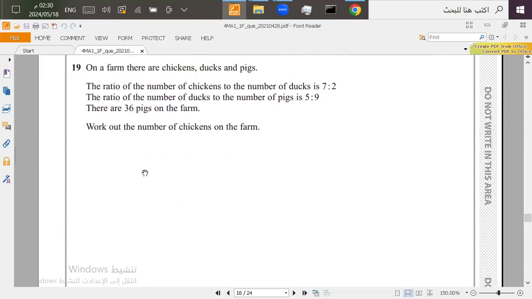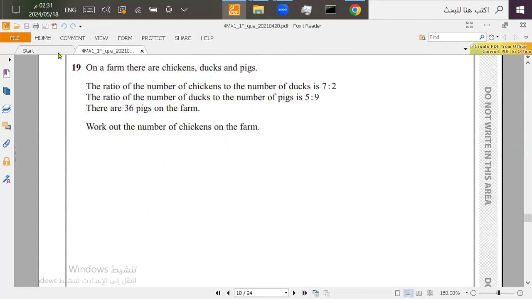Question 19. On a farm, there are chickens, ducks, and pigs. The ratio of the number of chickens to the number of ducks is 7 to 2. The ratio of the number of ducks to the number of pigs is 5 to 9. There are 36 pigs on the farm. Work out the number of chickens on the farm.